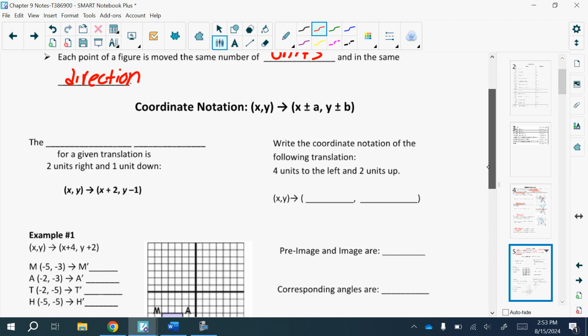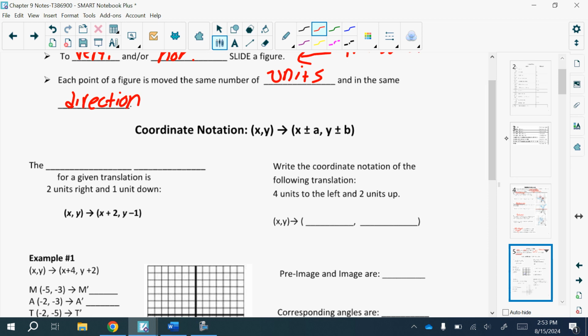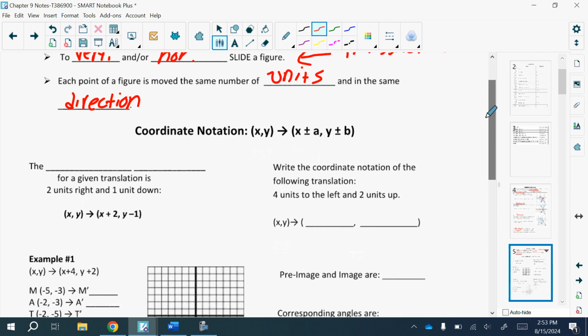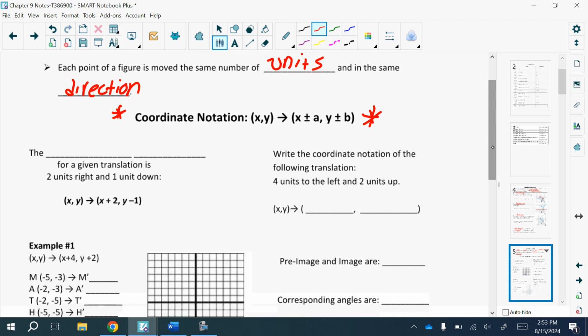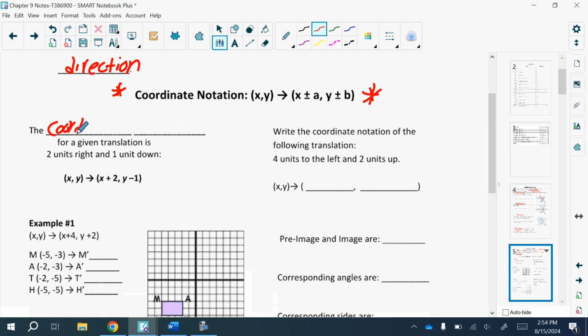So math itself is a language. And just like any language, we have a certain notation to express this transformation. Even though in plain English we might say, hey, it went left 2 and up 4, we have to put that in a more formal mathematical sense, and that's exactly what coordinate notation is, just translating from English to math. So the coordinate notation for a given translation is 2 units right and 1 unit down.